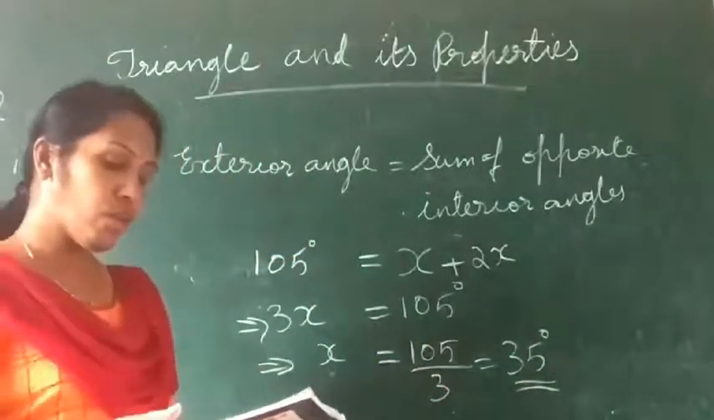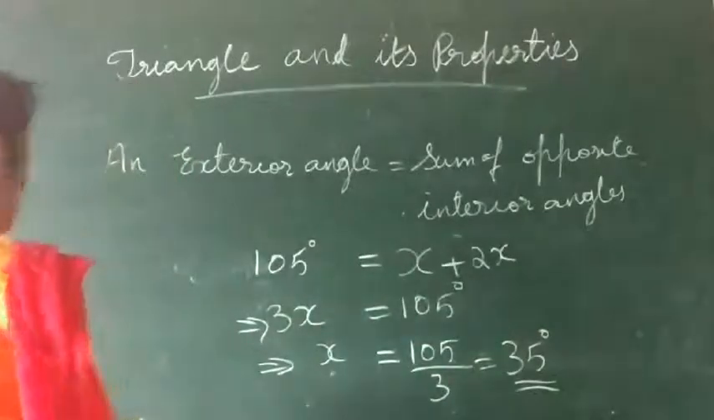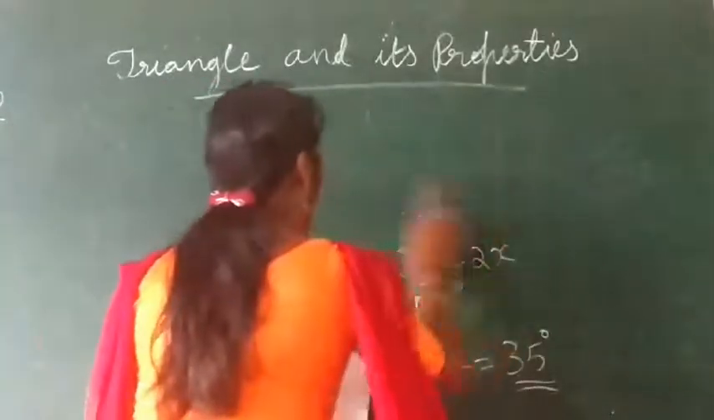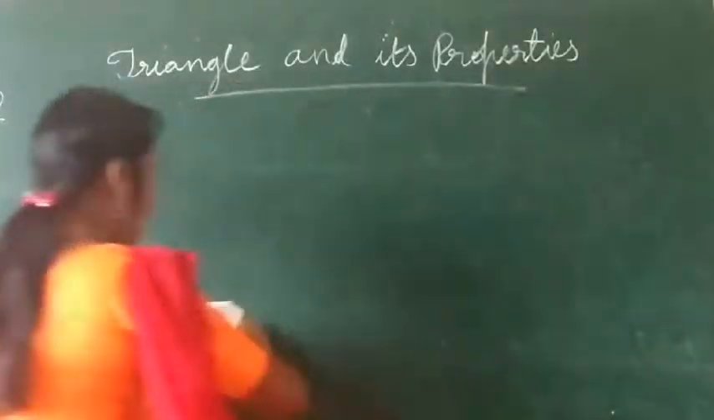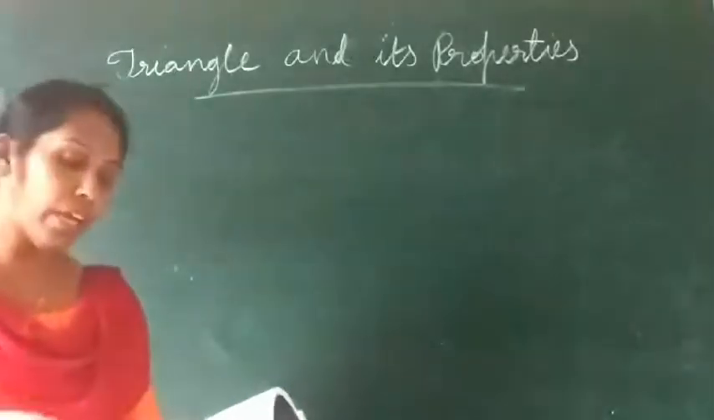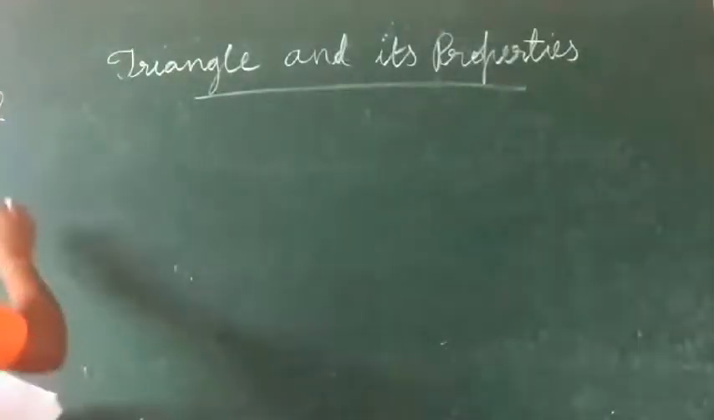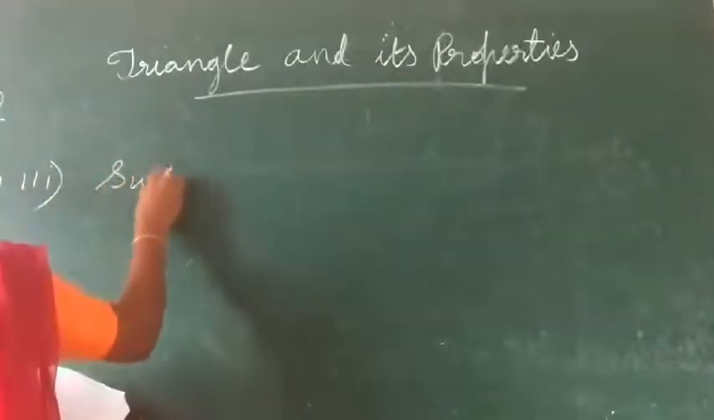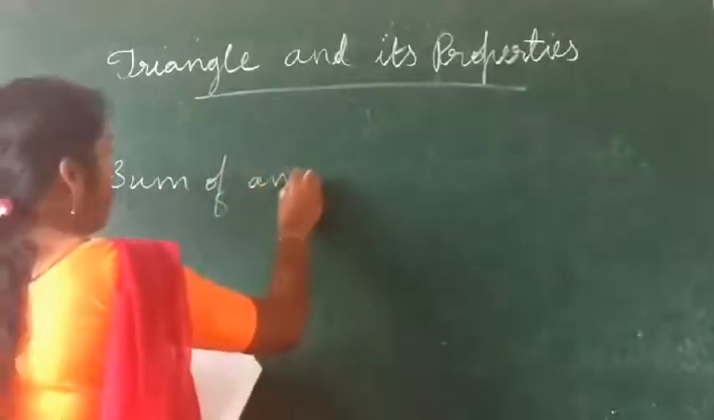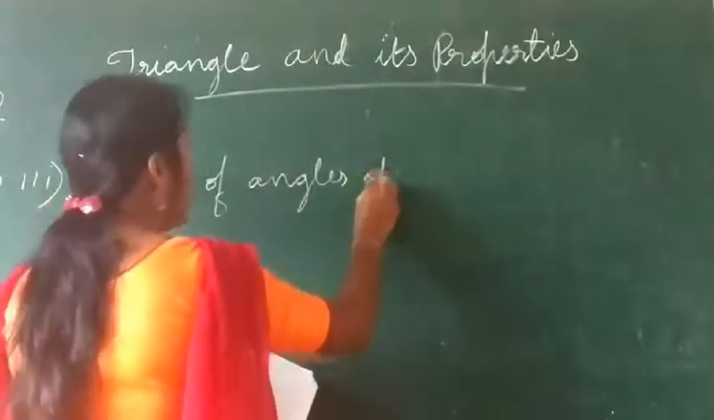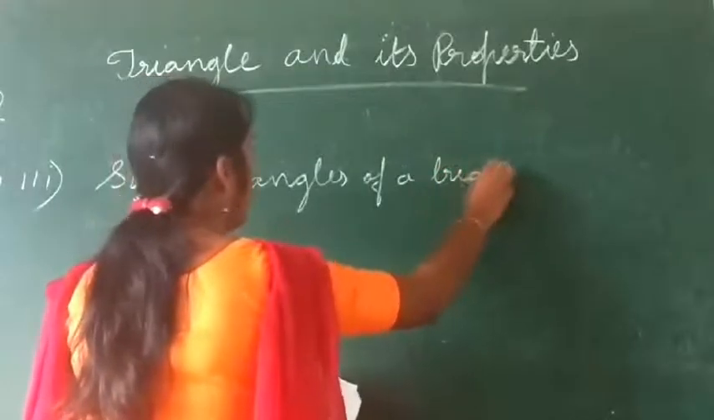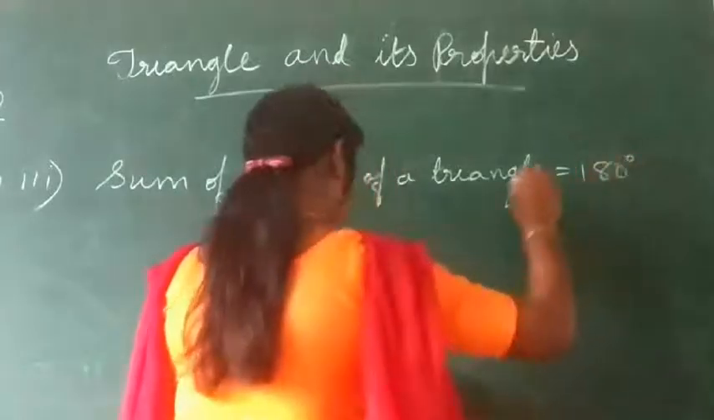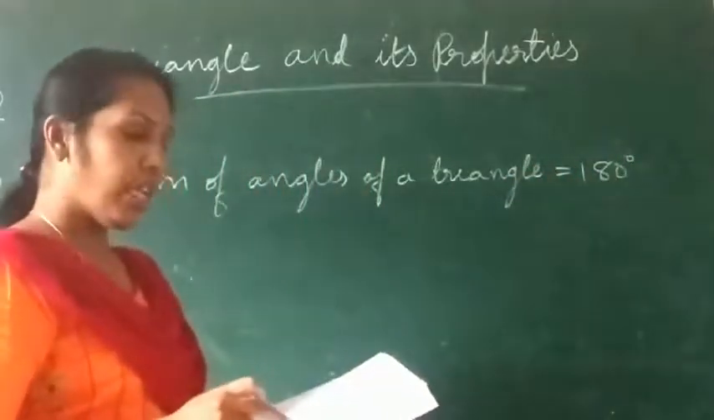Now we go to question number 3, third question. It is different. We are using a different property in this. In this we use the angle sum property: the sum of angles of a triangle is equal to 180 degrees. So we write here, question number 3, third one. We write the property: the sum of angles of a triangle is equal to 180 degrees. Now the given angles are 60 degrees, 50 degrees and x.